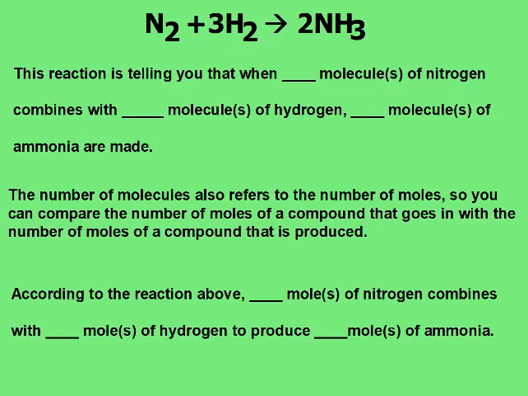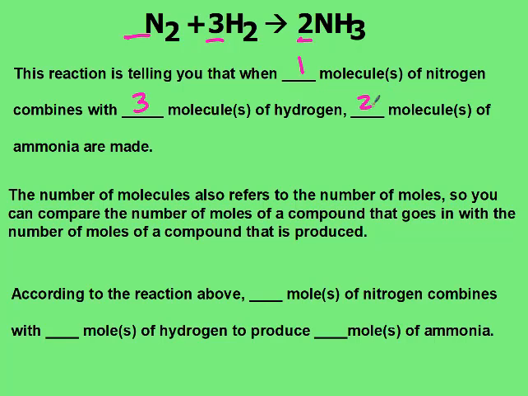So in class, we don't deal with turkey and bread. We have balanced equations and chemicals. So a balanced equation is just like that recipe. That's telling you that for every 1 molecule of nitrogen, it combines with 3 molecules of hydrogen to produce 2 molecules of NH3 or ammonia.